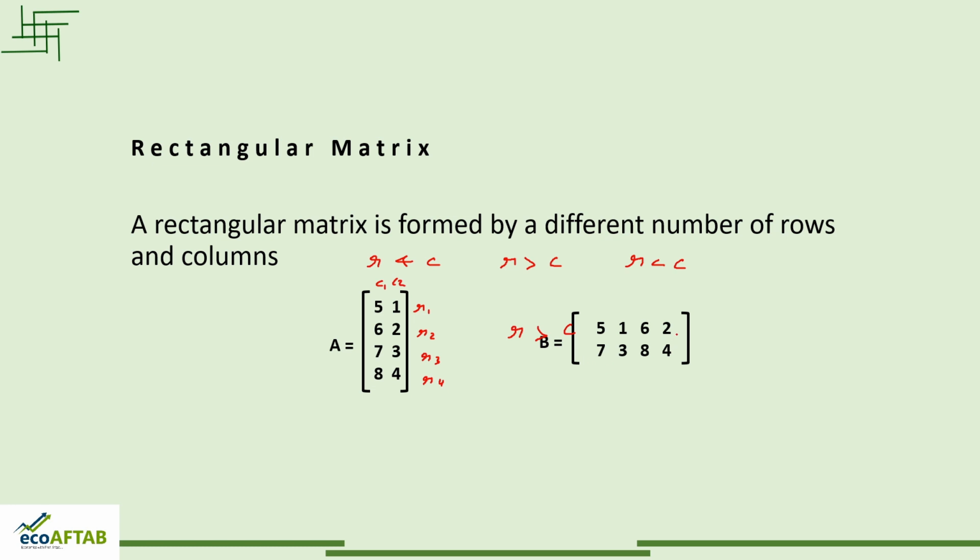If you see this one, here we are having row 1 and row 2 and column 1, column 2, column 3, column 4. So here what is happening? Rows are less than columns. So this becomes our horizontal matrix. So in both the examples you can see the number of rows and number of columns are different. When the number of rows is more, it becomes a vertical matrix, or if the rows are less than columns, it becomes a horizontal matrix.